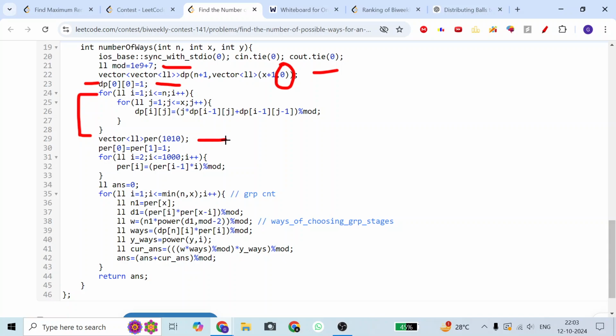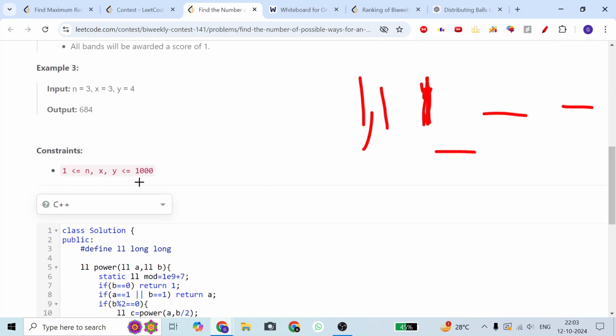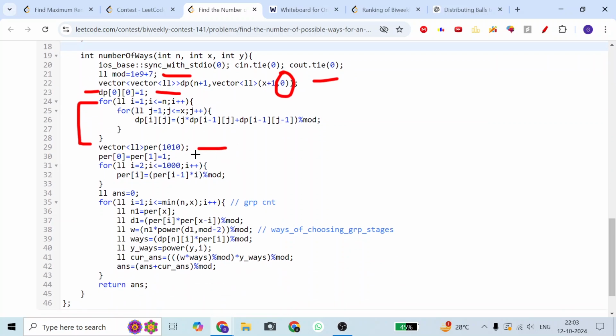Then I am finding the permutation, because again and again I need to find combinations. My number is at most 1000, so I take a vector of size 1010 and find the permutation. Initialize both of them, because permutation of 0 and 1 is 1. So now permutation of i is i minus 1 into i. This is basic permutation. If you are solving LeetCode hard problems, you should know this.